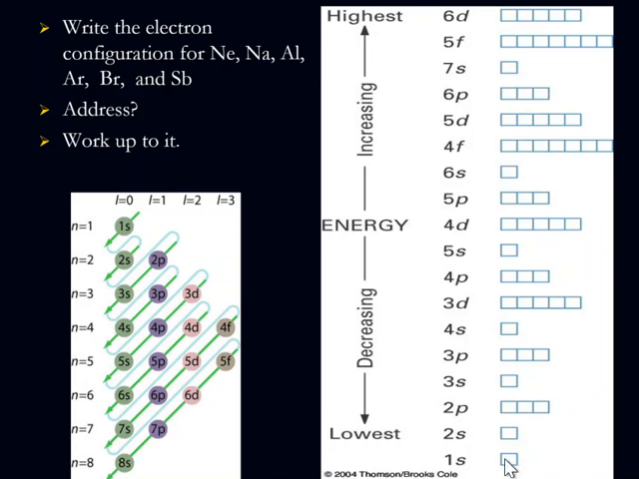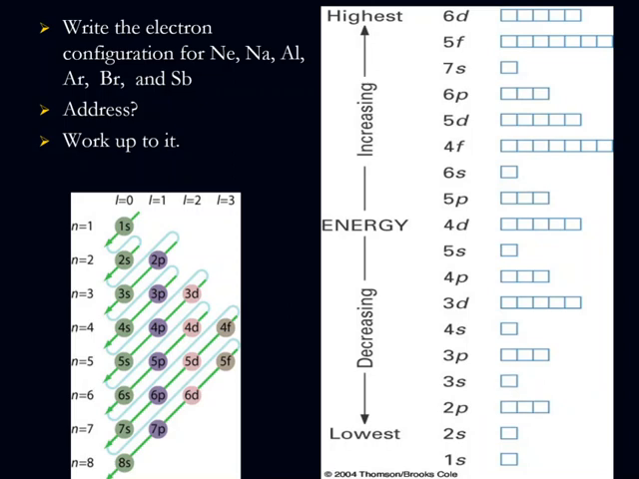So I'm going to put 2 of those electrons here, so I have a 1s2. I'm going to put 2 more in there. I'll have 2s2, and then I'm going to put 6 of those electrons here. I'm going to have 2p6, and then I'm going to have 1 electron right there in my 3s1.